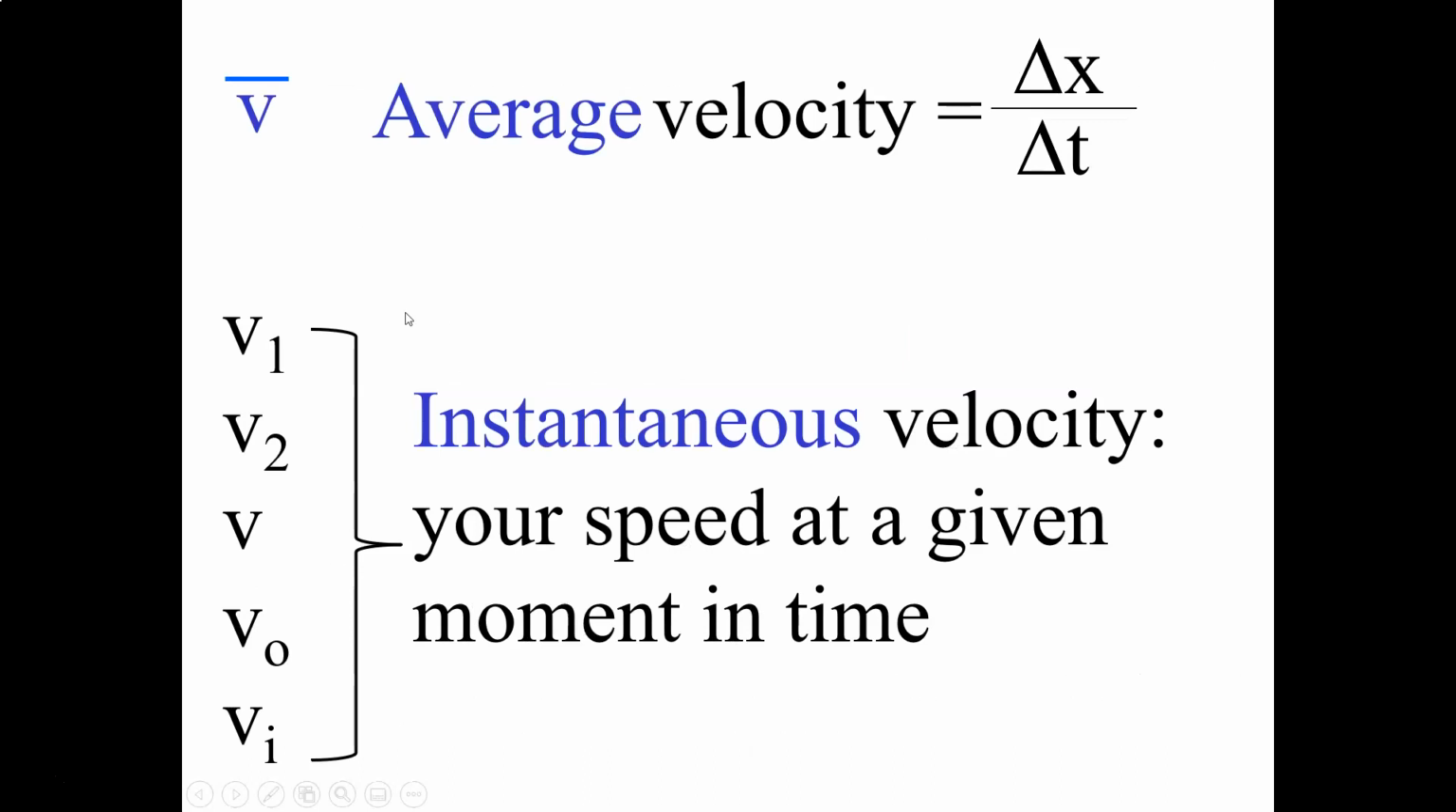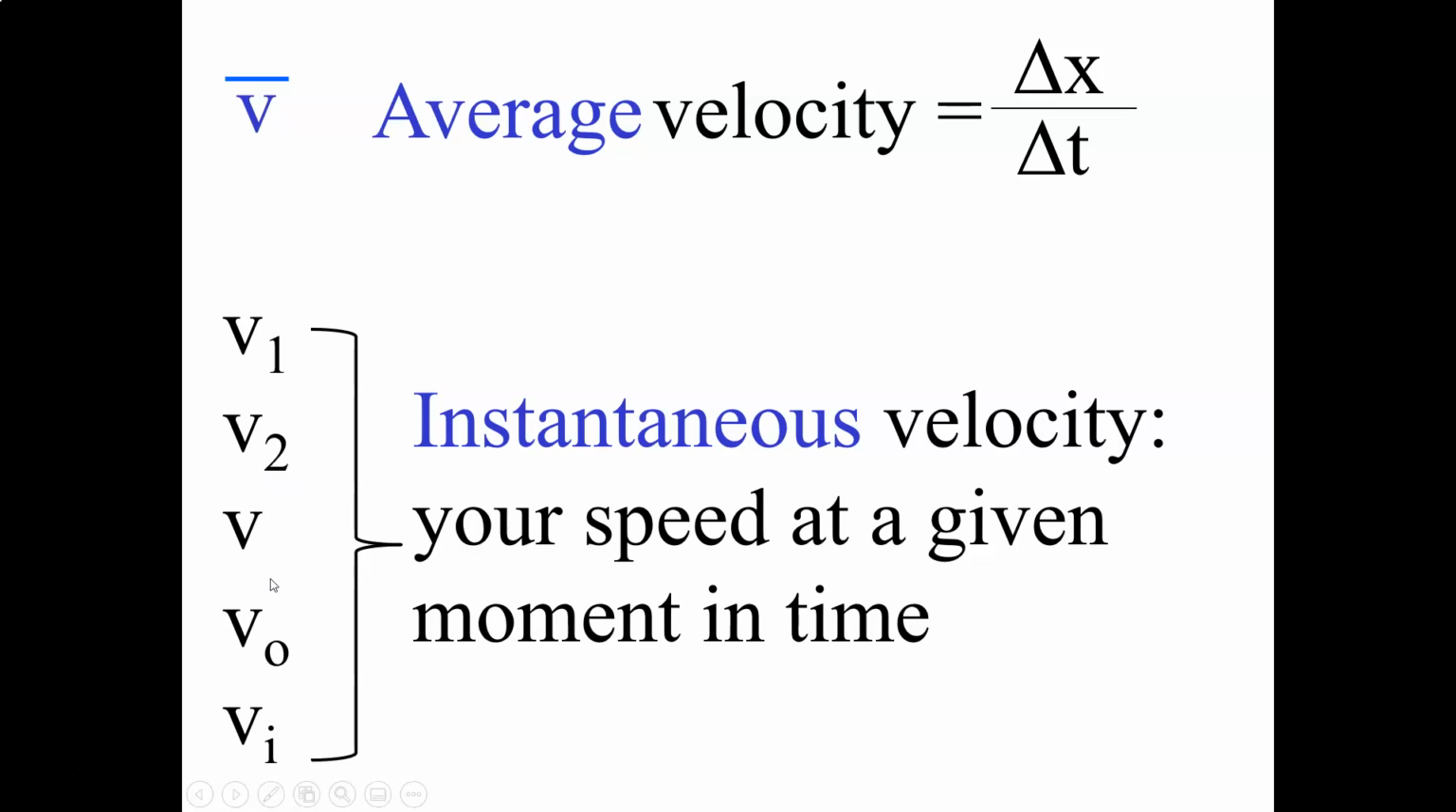So we've already looked at average velocity. If we want to talk about how fast something is going at a specific moment in time, we would need to talk about the instantaneous velocity. And since it can have a different velocity at different times, we have different velocities that we're going to talk about. So this would be your initial instantaneous velocity, v1. v2 would be your final instantaneous velocity, how fast you were going at the end.